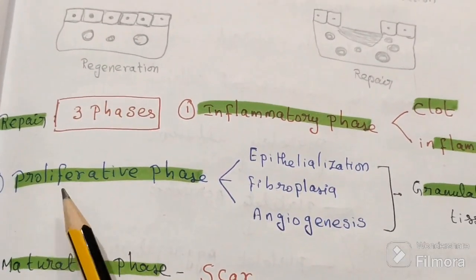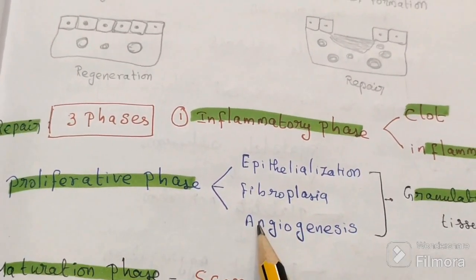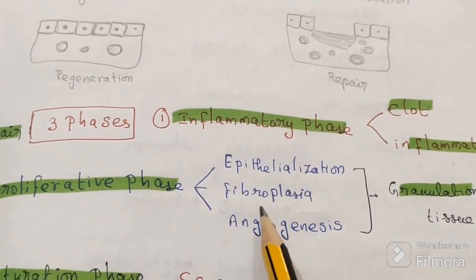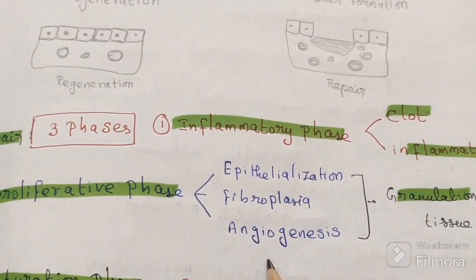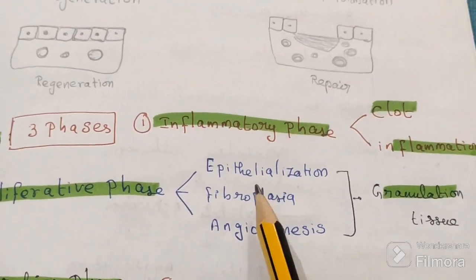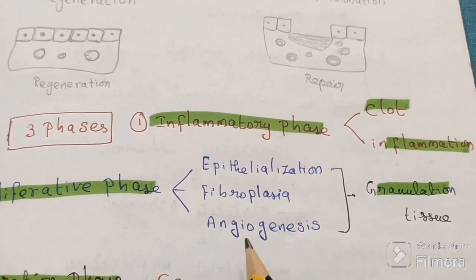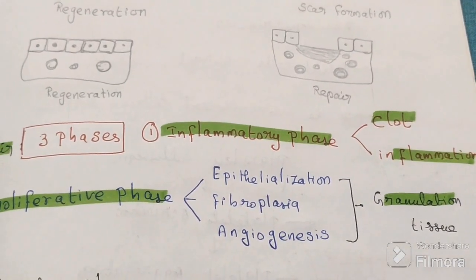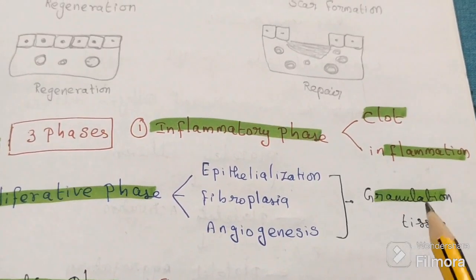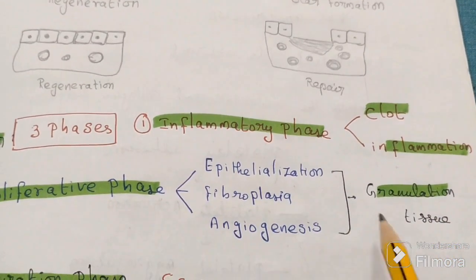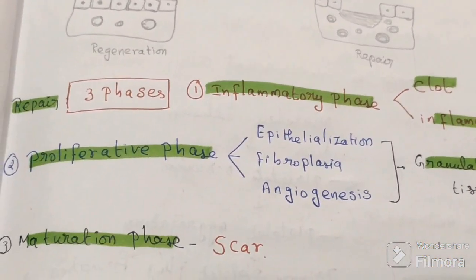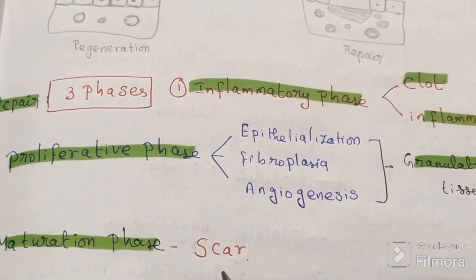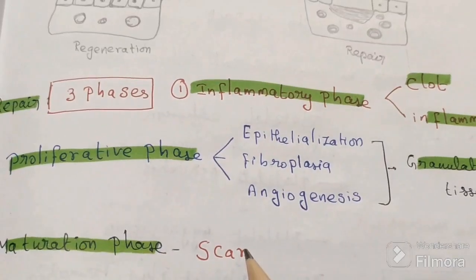In the proliferative phase, three things take place: epithelialization, fibroplasia and angiogenesis. The end stage of proliferation is called granulation tissue. The end result of the third stage, maturation, is scar formation.